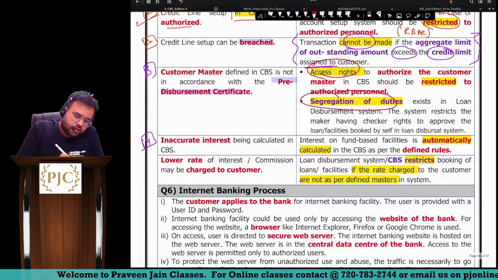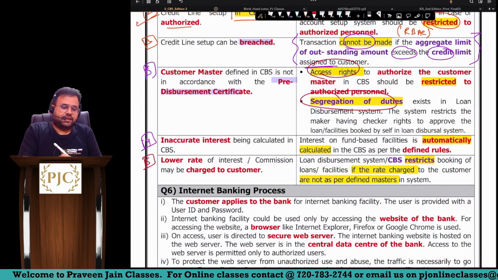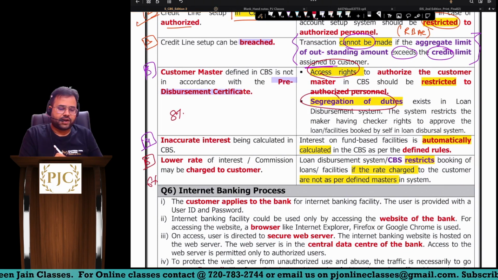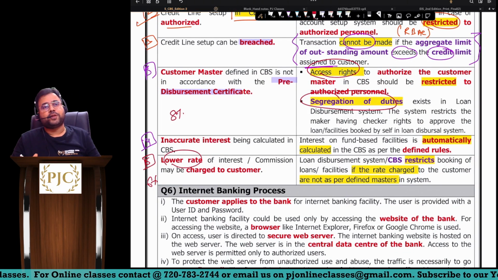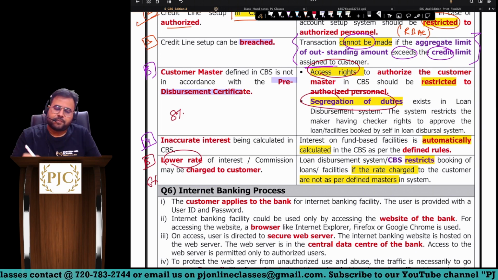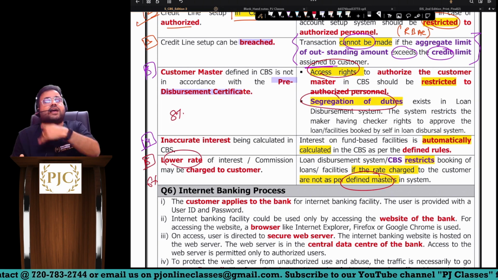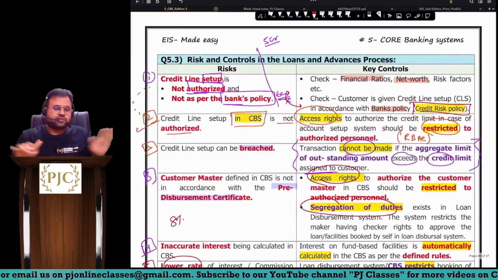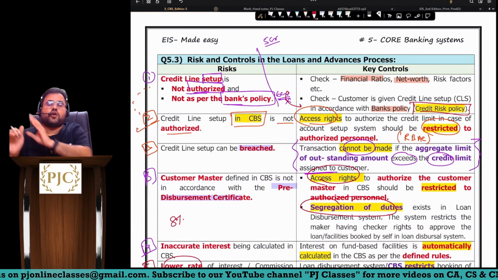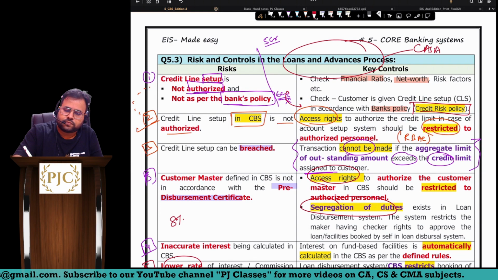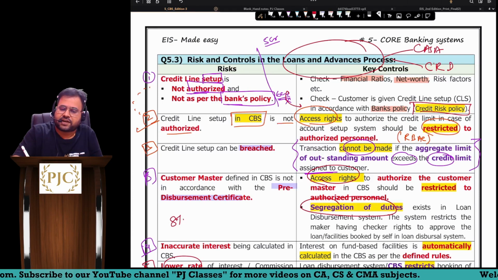Next, sir, the interest rate is 8%, but we are charging only 6%, sir. So a lower rate of interest. Again, this is a problem to the bank or not, sir? Yes. So what should we do, sir? Sir, the interest rate should be defined in the master data, and unauthorized modification of this master data should not happen, sir. Okay. This could be the control, sir. So this is your risk and control for loans and advances. The same thing you will repeat for CASA, and the same thing you will repeat for credit card, sir.